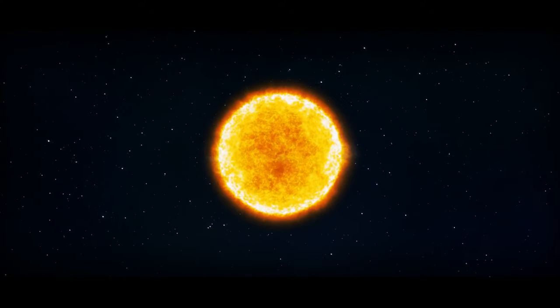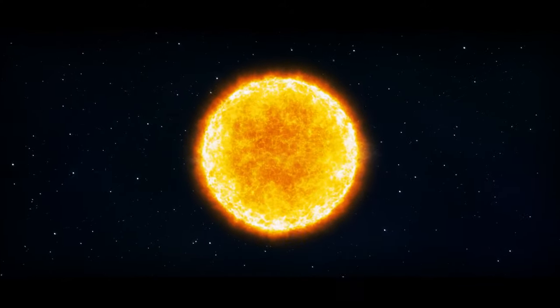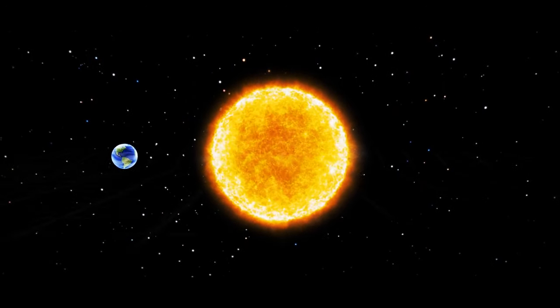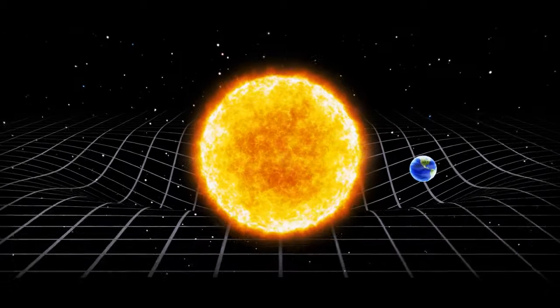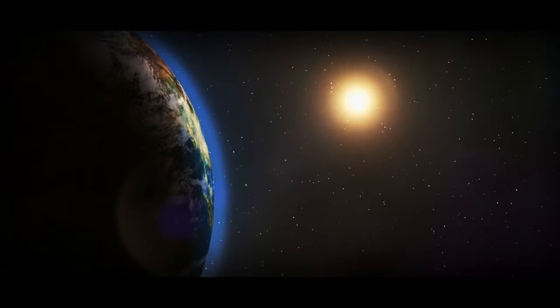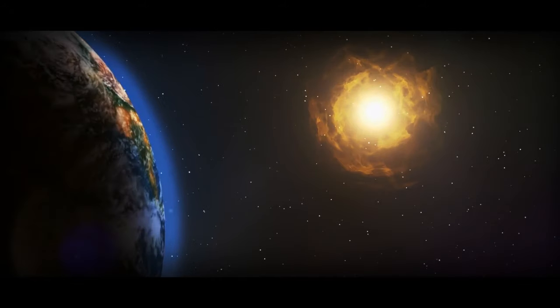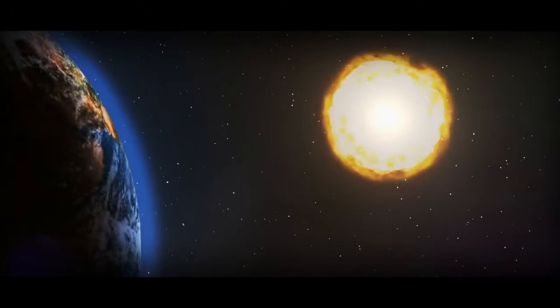By the way, the Sun rotates too, just like the planets. However, its rotation is not uniform. The equator rotates faster than the poles. Pretty weird, isn't it? This phenomenon creates a magnetic field that's responsible for phenomena like sunspots and solar flares.